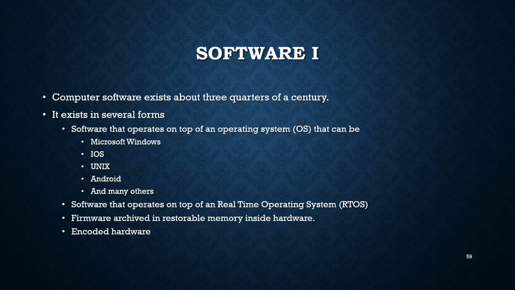Computer software exists about three-quarters of a century. It exists in several forms. Software that operates on top of an operating system, OS, that can be Microsoft Windows, iOS, Unix, Android, and many others. Software that operates on top of a real-time operating system, RTOS. Firmware archived in restorable memory inside hardware. Encoded hardware.